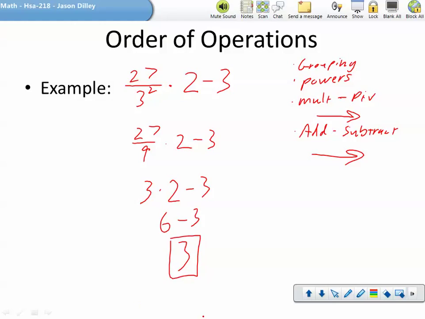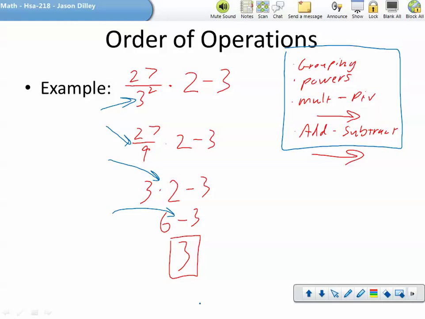So we did our powers first, and then we did our division, and then we did our multiplication, and we did our subtraction. Following this order up here: grouping symbols, powers, multiplication, division. Oh, I did circle that.